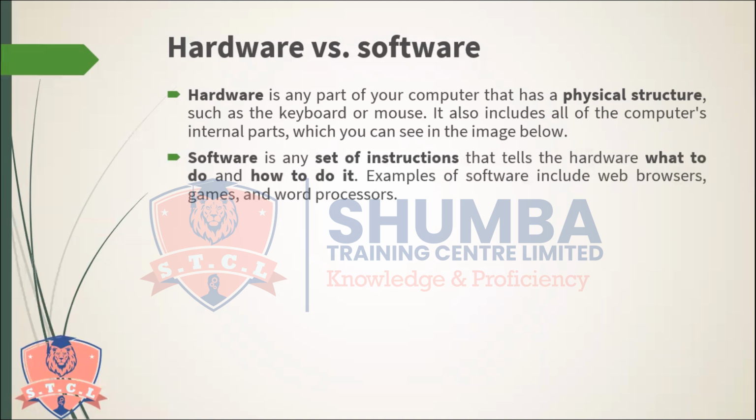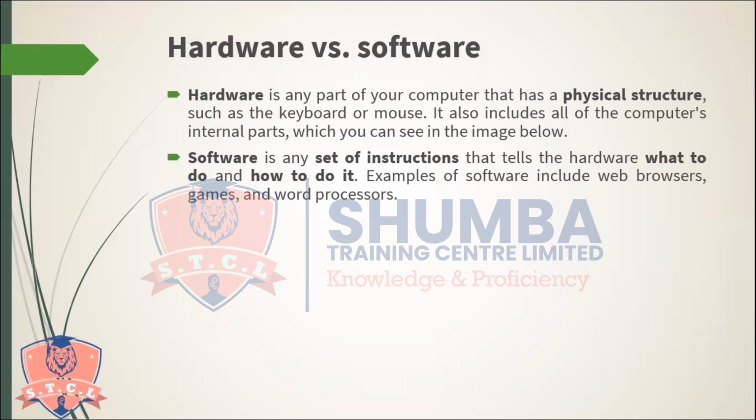Now, software, on the other hand, is any set of instructions that tells the hardware what to do and how to do it. Examples of software include web browsers, games, and word processors. So software is a program that has been written with a set of instructions that dictate to the hardware what to do and how to do it. For example, you can have audio software that is going to issue instructions to the computer speakers to produce sound. So the speakers are hardware and the software is that audio software that you have installed on your PC.